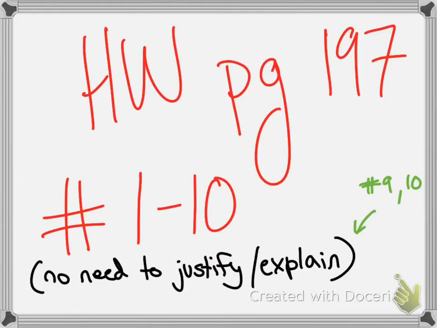Your homework is page 197, numbers 1 through 10. But on 9 and 10, you do not need to justify or explain your answer. I just want the math. On number 9 and 10, you don't need to justify or explain. Great job, you guys.